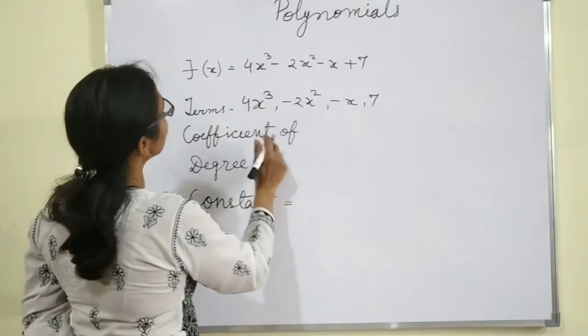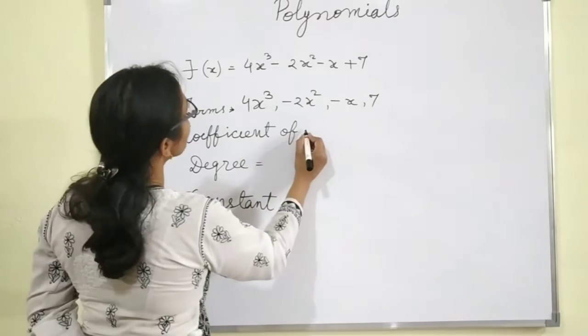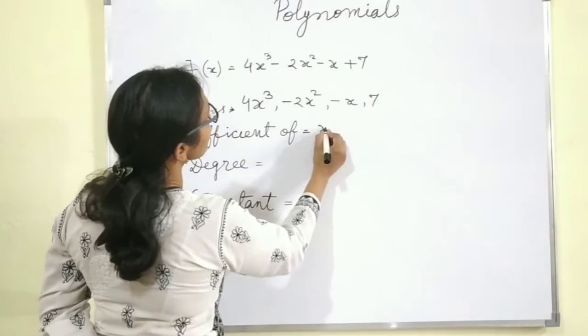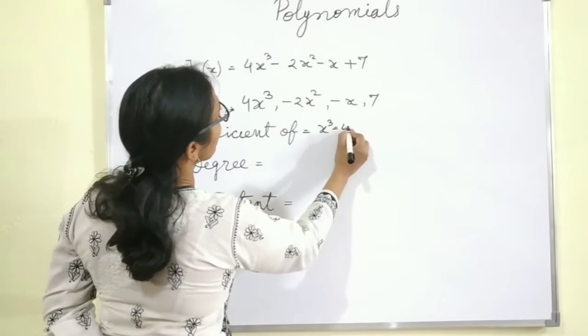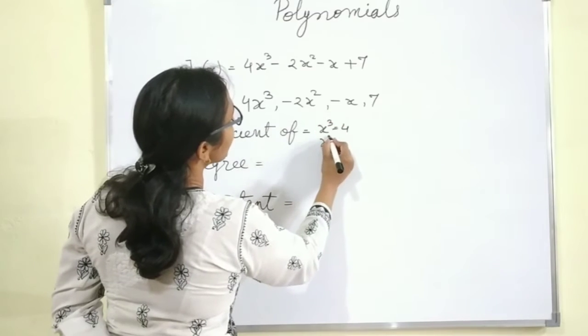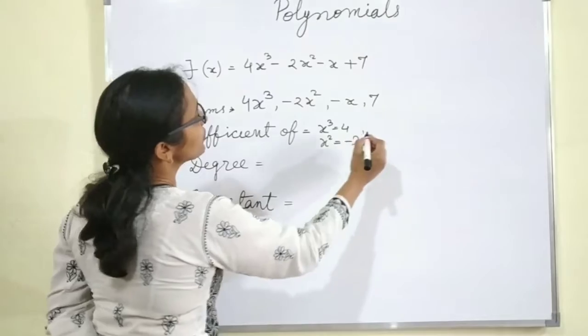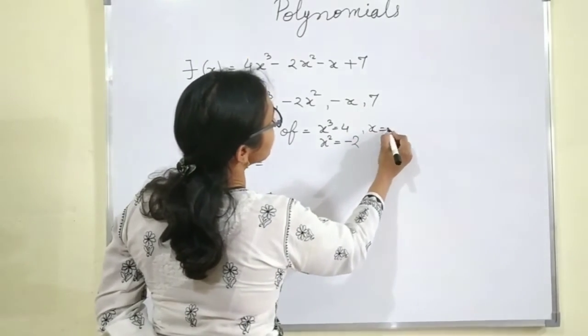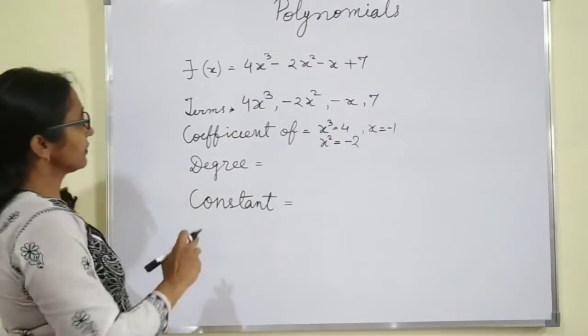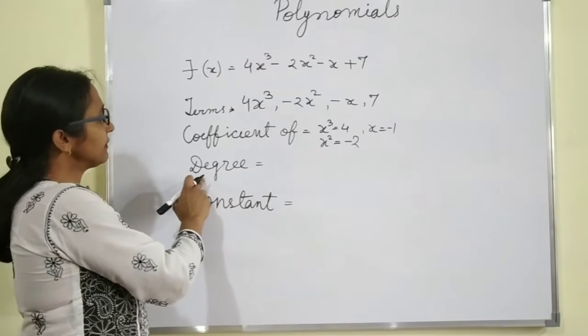Coefficient of x cube is 4. Coefficient of x square is minus 2. Coefficient of x is minus 1.